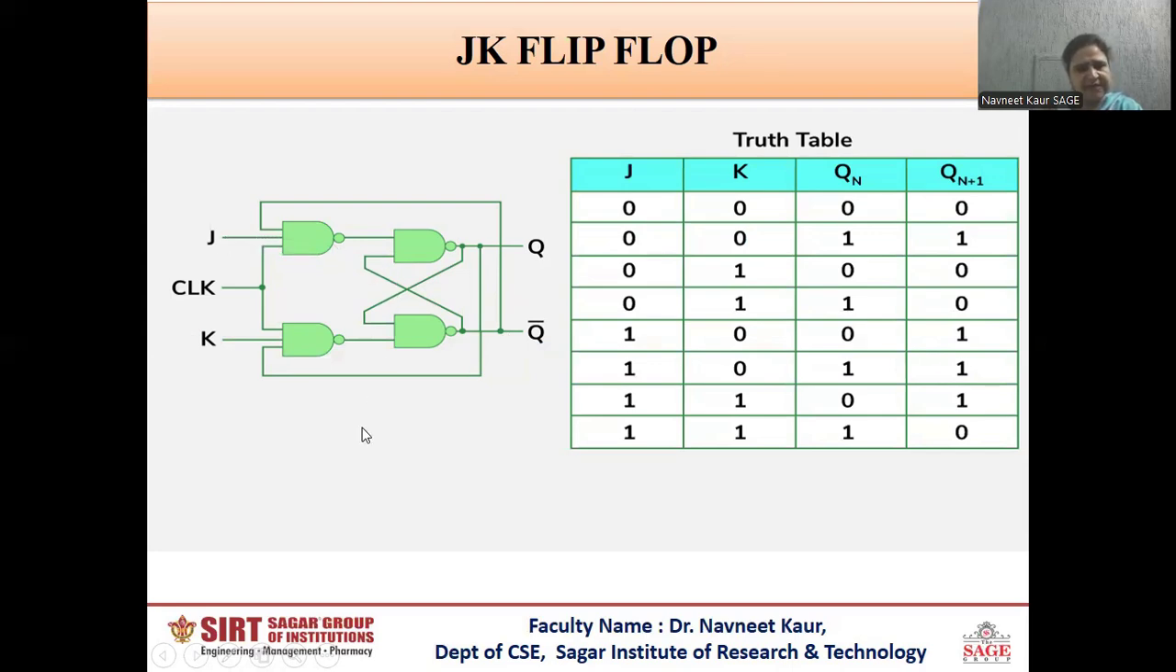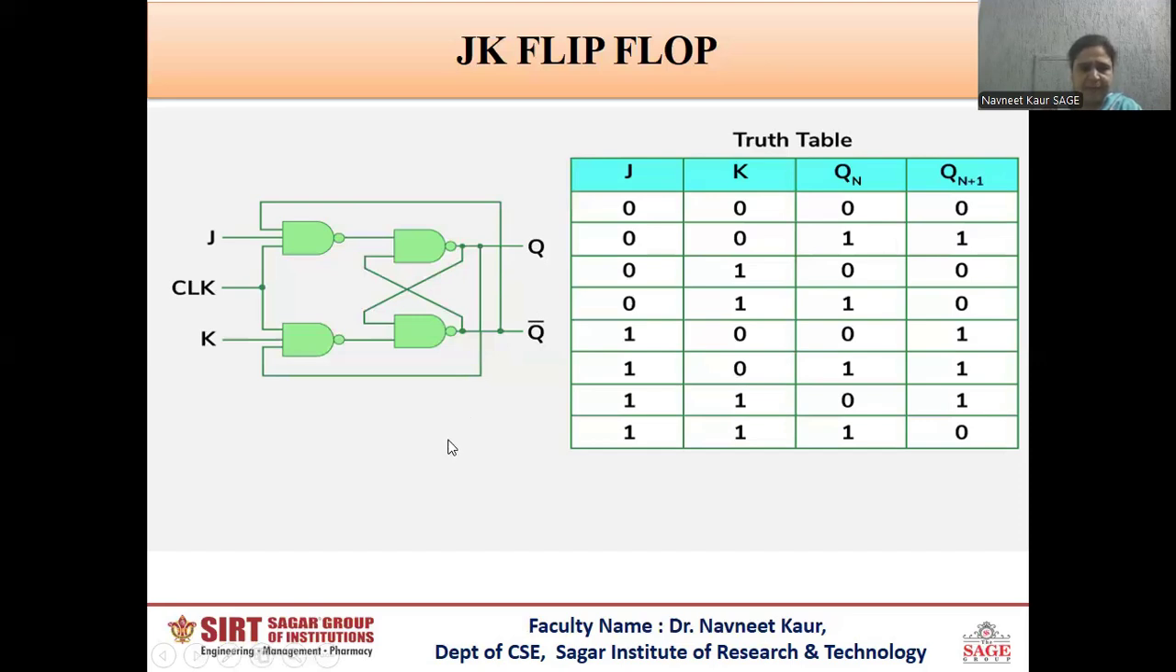We have already seen SR flip-flop. In SR flip-flop, the feedback connection is not there. It is given in the JK flip-flop because in SR flip-flop, when both the inputs S and R are 1 and 1, there is an indeterminate condition where Q and Q bar are both equal to 1. Now, to avoid that condition, the JK flip-flop is used, which avoids the indeterminate condition where both inputs are 1.